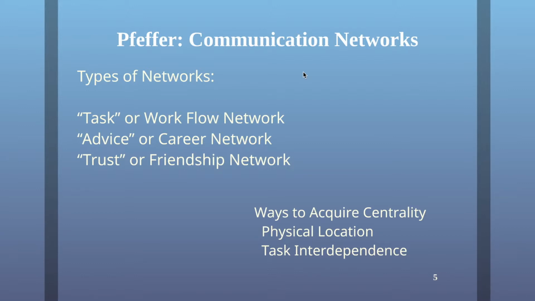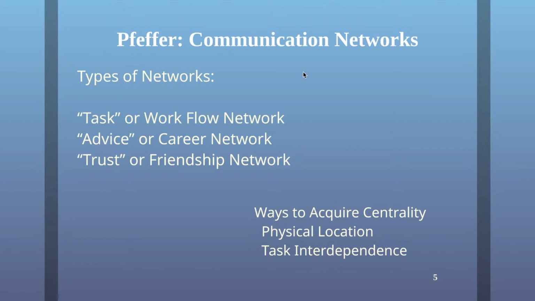The last type of network that Pfeffer talks about is a trust network or a friendship network. And again, this is a pretty straightforward concept. But these three different types of networks are all operating at the same time within the same organization. And so individuals will be a part of a task network, a part of an advice network, and a part of a trust network. In that case, centrality being one of the goals, if you have centrality within a network, any type of network, then you're going to hold a position of power.